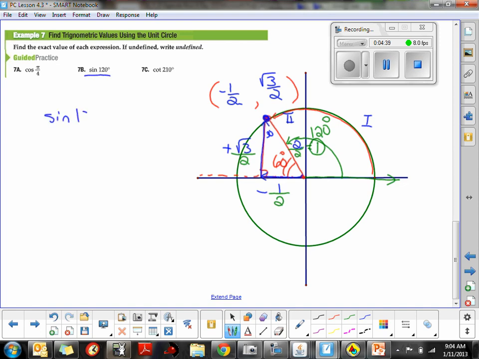So the sine of a 120 degree angle is equal to y over r. But because r is 1, it's nothing more than the y coordinate of that ordered pair, which is simply the square root of 3 over 2.